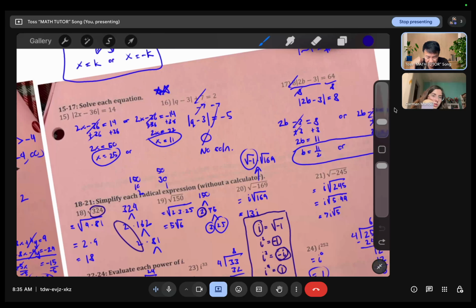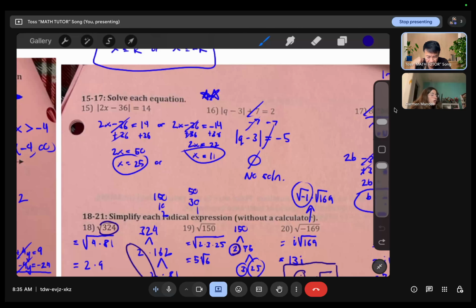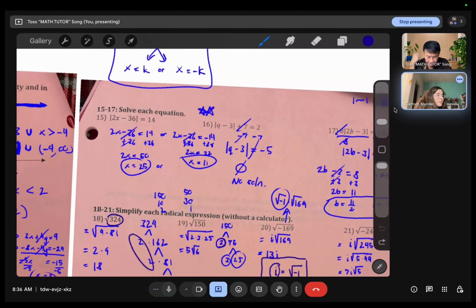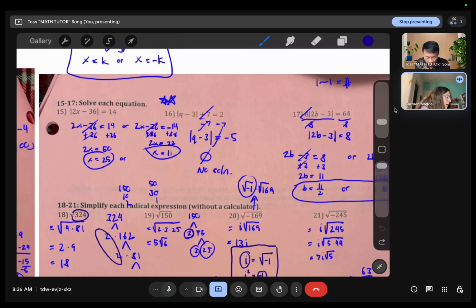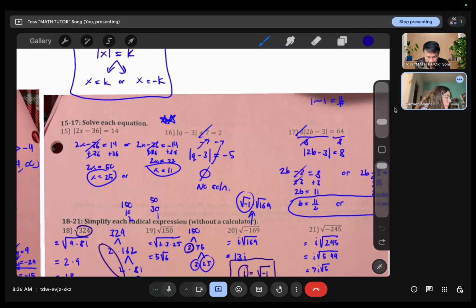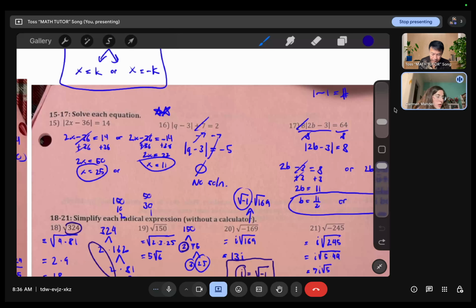Oh, the absolute value. You remember how to do that? What page is that? 15 to 17. So to get this from what I got, you have to make the whole thing negative and the whole thing positive as well. And that's how you get both your solutions.